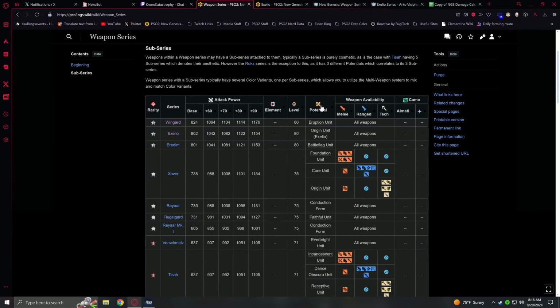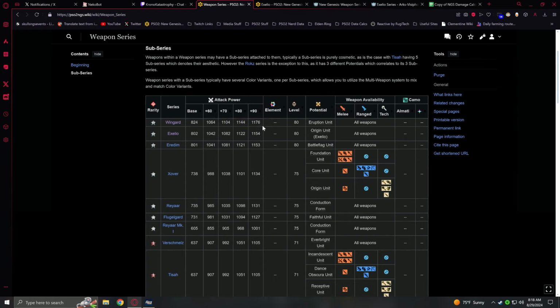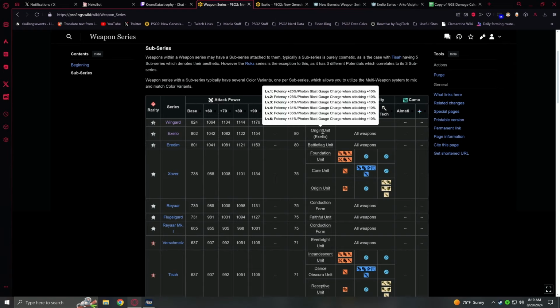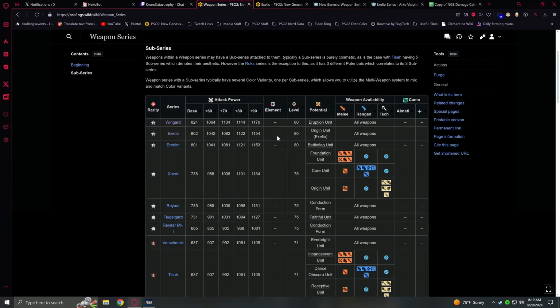So here we are over on the NGS wiki. As you can see, the Exelio weapons are right below the Wingard because they are actually slightly weaker than the Wingard, both in base damage as well as potency. You're going to have a bit less base damage, which does matter quite a bit. But what's more important is the potency, which is actually 2% less than that of Wingard. So if you're coming into this thinking, hey, is this stronger than my Wingard? The answer is no. Technically, the answer realistically is not yet, but we'll talk more about that in a little bit.